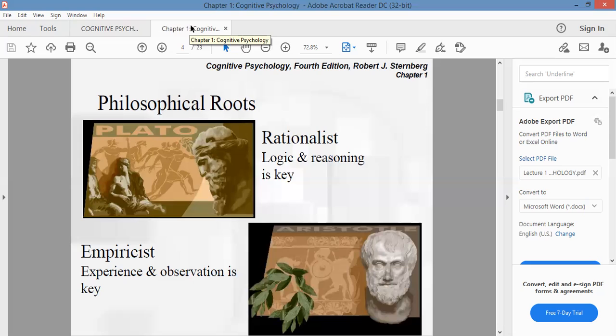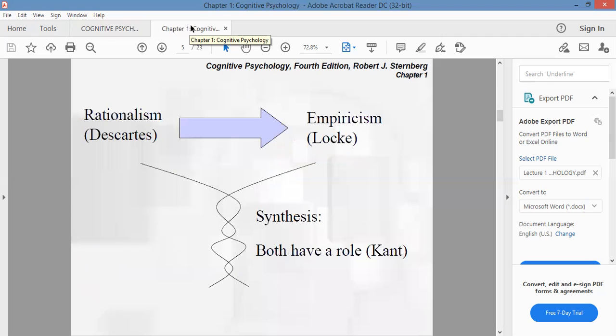And then it goes back to Aristotle and Plato. Yes. Some of the rationalists were René Descartes, as well as John Locke as an empiricist. Yes. And then comes what they call synthesis, or some group or movement.